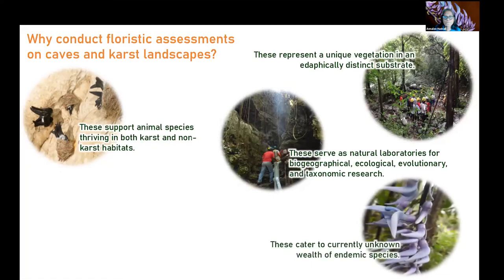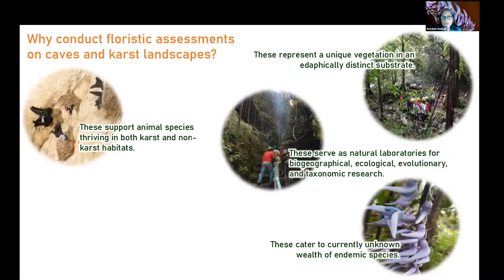Okay. Next. Of course, because we talk of caves and karst landscapes to be having unique vegetation kasi iba nga yung kanilang substrate. So possible that there could be also unknown, no? Possibly, yun ang possible talaga, we have a wealth of unknown endemic species. So sabi natin endemic species.